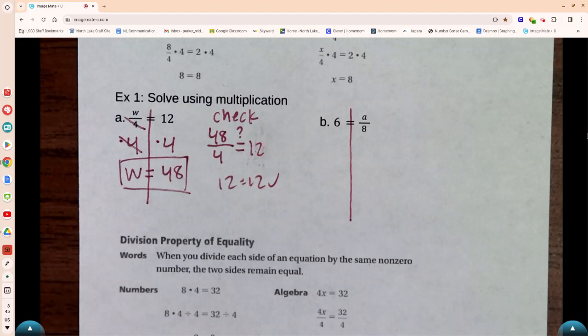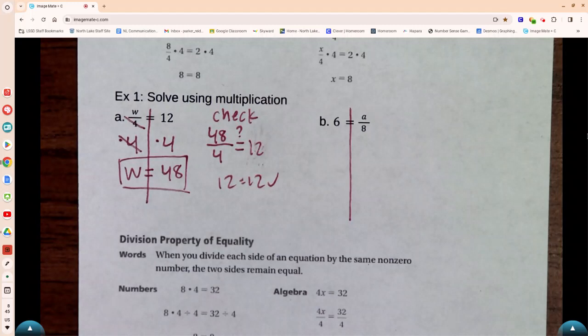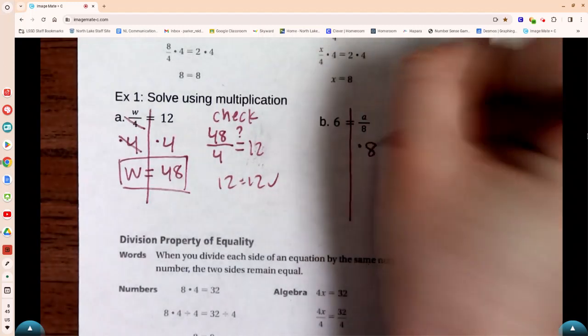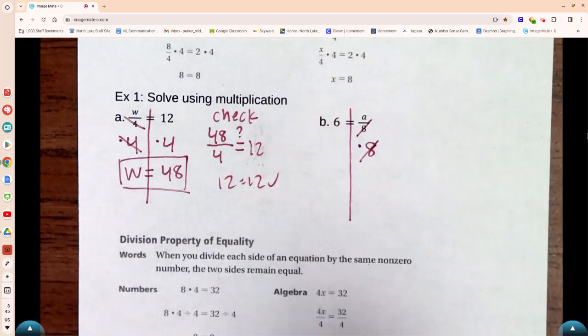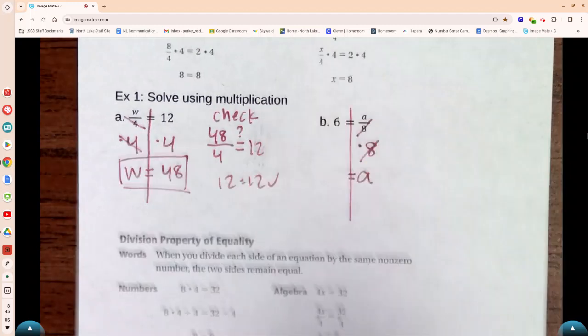Wrong because it has the variable. Yes, so I'm focusing on the right because it has the variable, which is a. Emma told us last time a over 8, that fraction bar means division. So it means a divided by 8. How do I undo divided by 8, Aubrey? So times 8. Divided by 8 and times 8, those things undo each other, leaving only a left over.